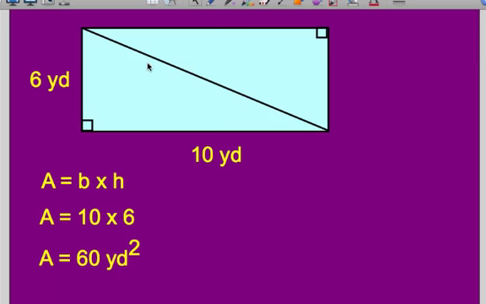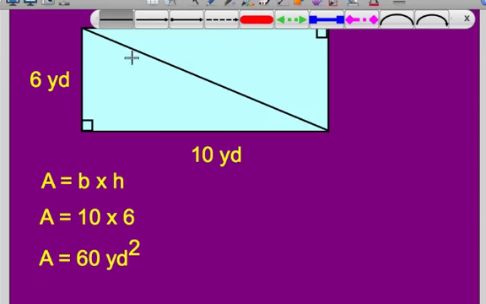But what if I broke up this rectangle and I made it two triangles? What then? Well, you can probably recognize that these two triangles are congruent to each other. Congruent meaning they have the same size, same shape. If you don't believe me, check this out.